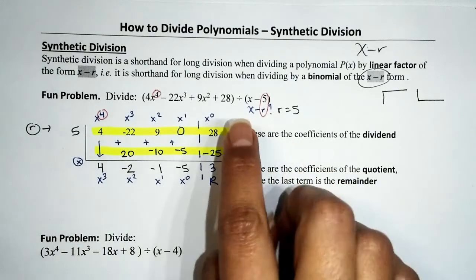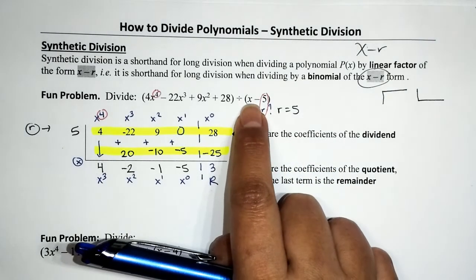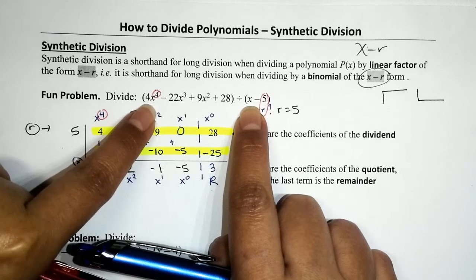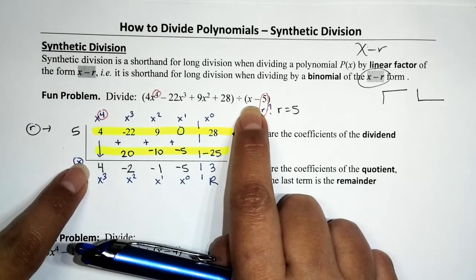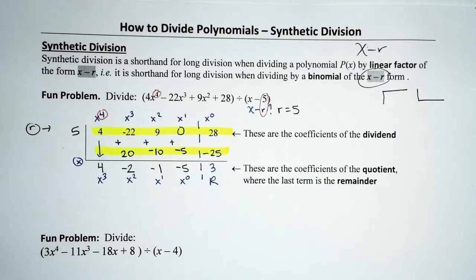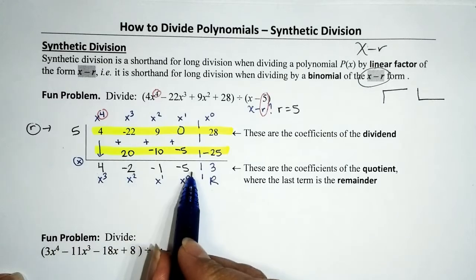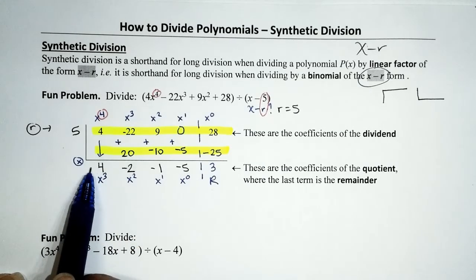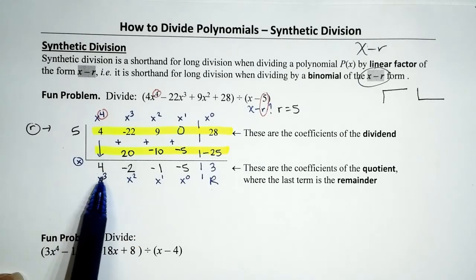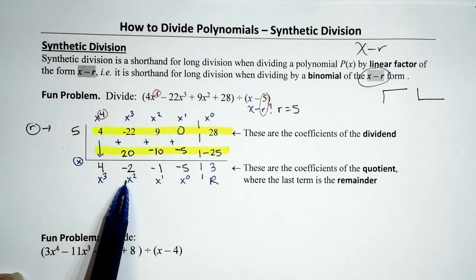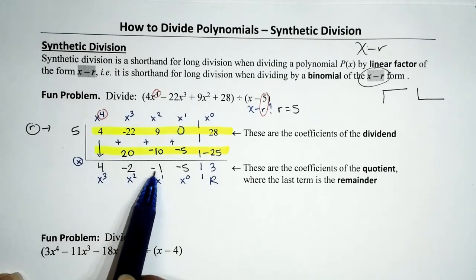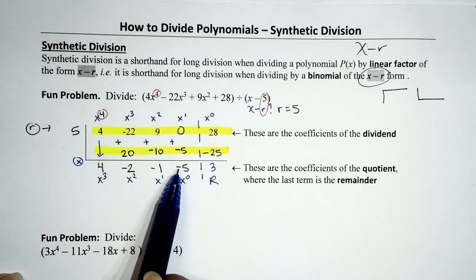Like if we were to do the long division, this first term goes into this first term, x goes into 4x to the 4th, 4x cubed times. So that's what we have. Now let's go ahead and write the answer. Again, these are the coefficients. So our answer should read 4x cubed minus 2x squared minus 1x minus 5.